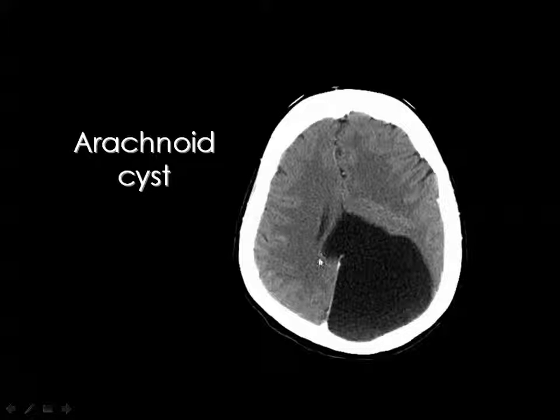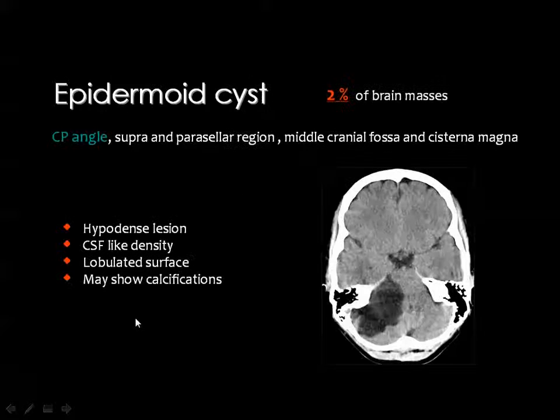It can also occur in the quadrigeminal cistern, and this is an example of a cyst occurring in the quadrigeminal cistern and extending outside the cistern into the posterior parietal region. This is the arachnoid cyst. Then we come to the epidermoid cyst, which represents about 2% of intracranial masses. It has a characteristic location at the cerebellopontine angle region, but can occur in the suprasellar or parasellar region in the middle cranial fossa, as well as in the cisterna magna, and also inside the ventricle.